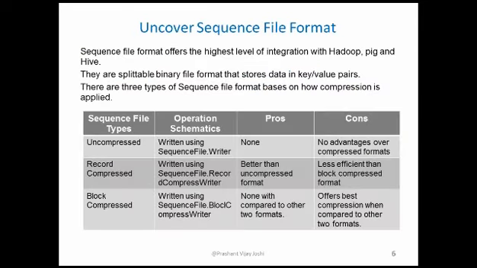Let's see what is a sequence file format. These formats offer the highest level of integration with Hadoop and its ecosystem. They are a splittable binary format that stores data in key value pairs. There are three types of sequence file format based on how the compression is applied: uncompressed, record compressed, and block compressed.